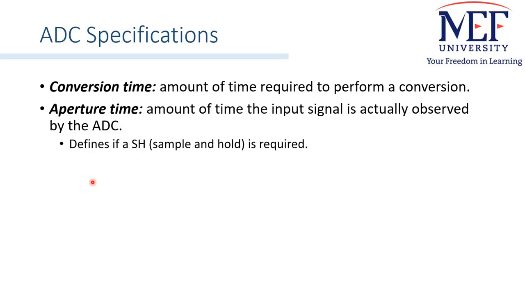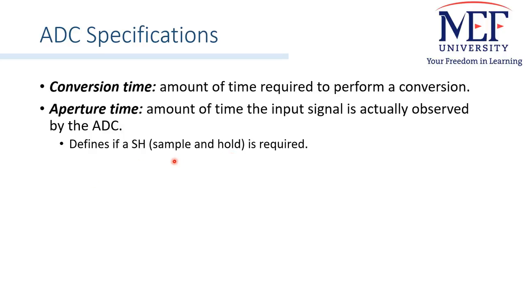Another timing specification is aperture time. It is the amount of time the input signal is actually observed by the ADC. Aperture time is usually equal to the conversion time. If the input signal changes by more than 1 LSB during the conversion time, there will be an error at the output. So to prevent that error, a sample and hold circuitry is required.